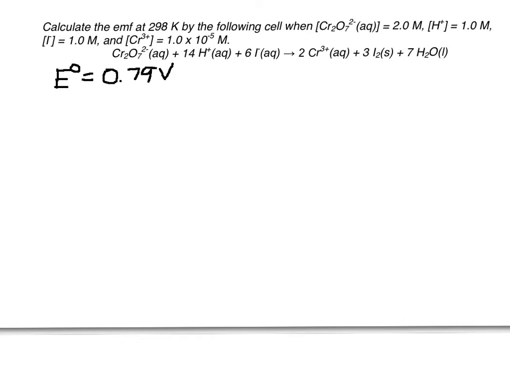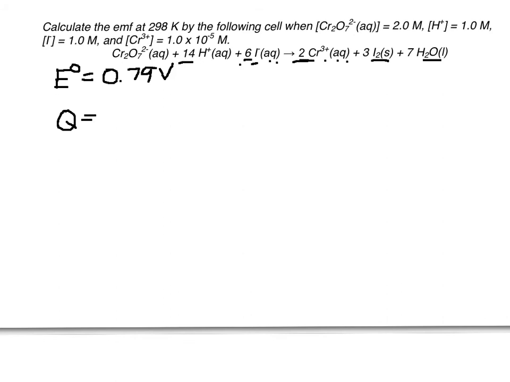Now I'm also going to have to find Q for this problem. To do this, I'm going to do products over reactants. Notice that there are no values listed for this solid or this liquid, and that's fine. They're not included in equilibrium anyway. When I plug these in, I need to make sure that I'm squaring, taking it to the 6th power, taking it to the 14th power.